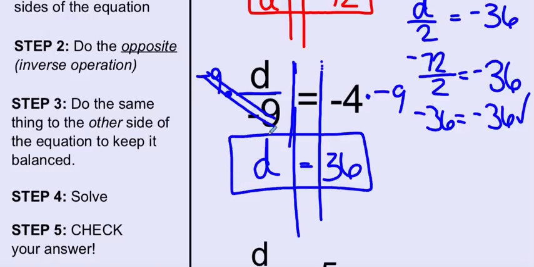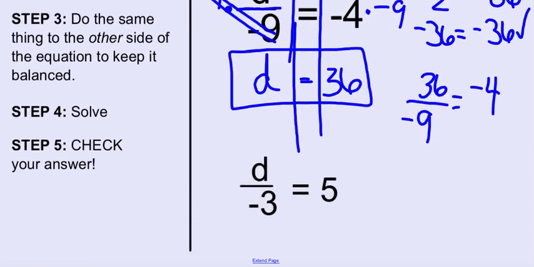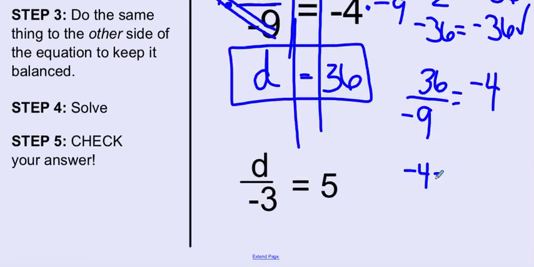I go back and check my work, which you should have done already. And in checking my work, I plugged in 36 for the D, which needs to be divided by a negative 9. And I hope that it equals negative 4. And in doing so, that's the answer that I get. I find that negative 4 equals negative 4.